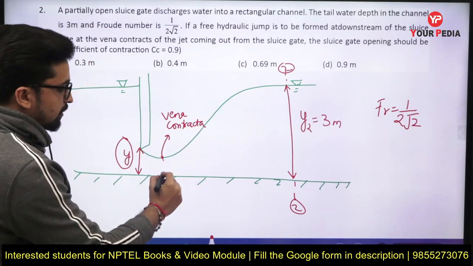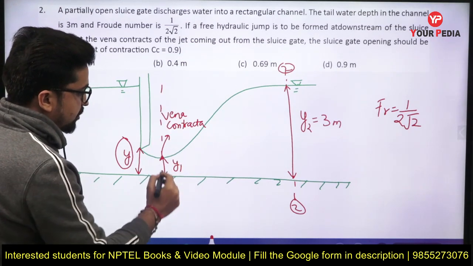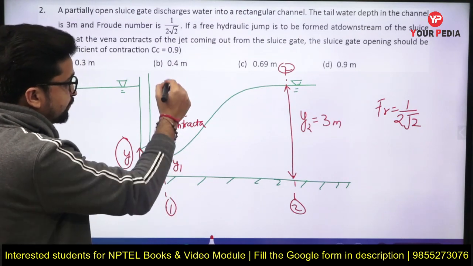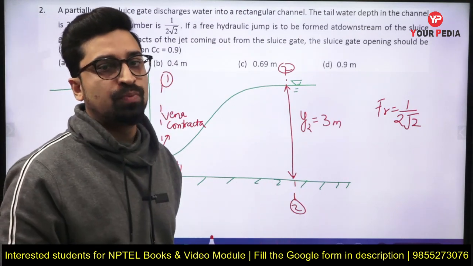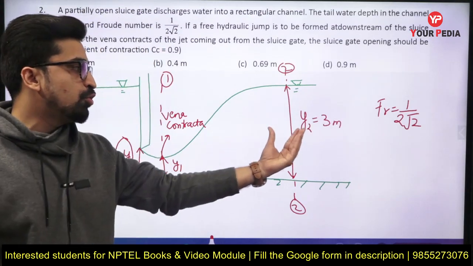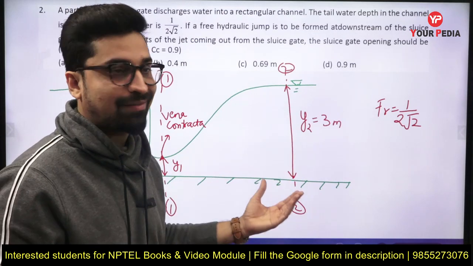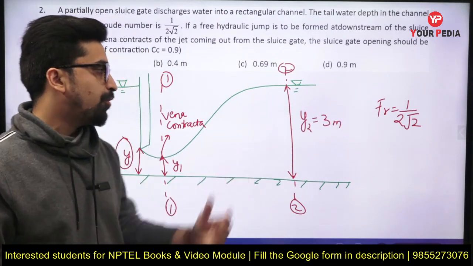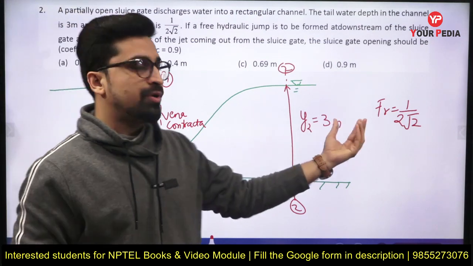Let us suppose that this depth is y1 and this is section 1. So the hydraulic jump is occurring from section 1 to section 2. The depth after the jump, the tailwater depth, is given as 3 meter, along with the Froude number. So let us first see which Froude number this is.